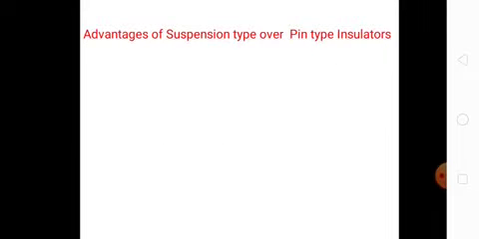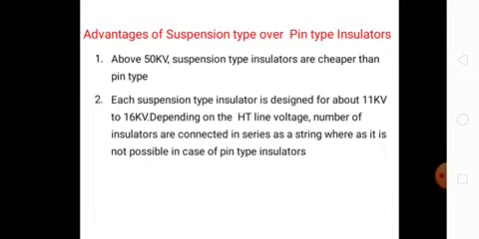The advantages of suspension type over pin type insulators. Above 50 kV, suspension type insulators are cheaper than pin type. Each suspension type insulator is designed for about 11 kV to 16 kV, depending upon the HT line. A number of insulators are connected in series as a string, whereas this is not possible in the case of pin type insulators.